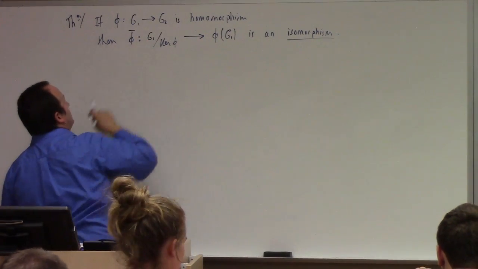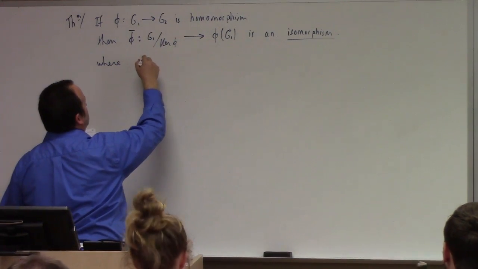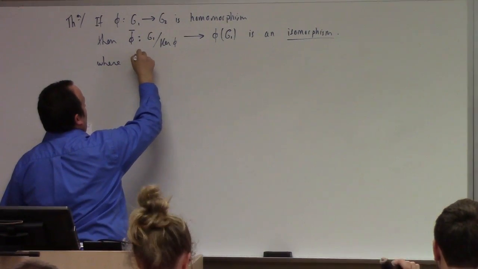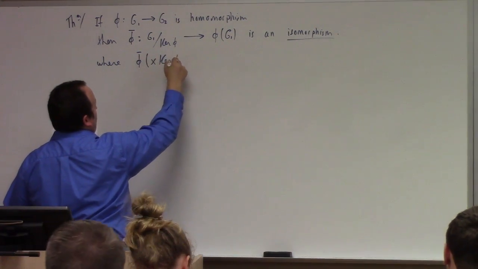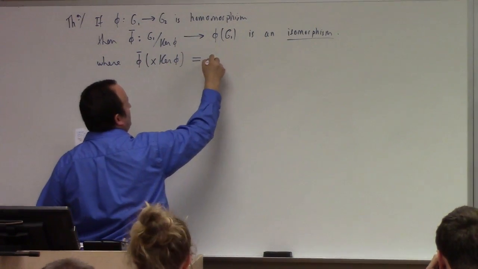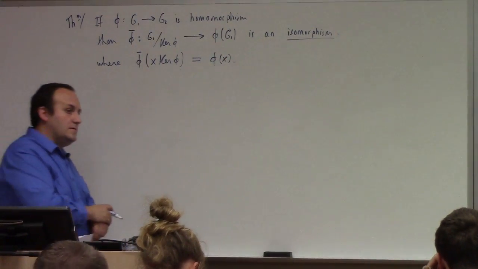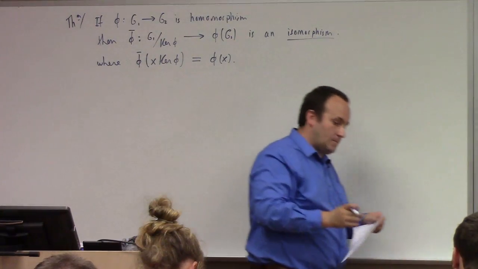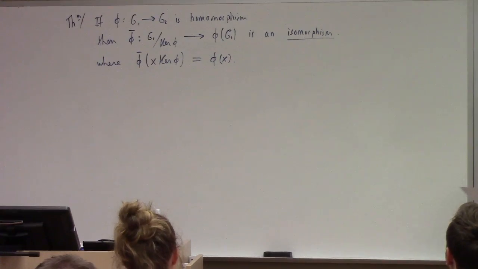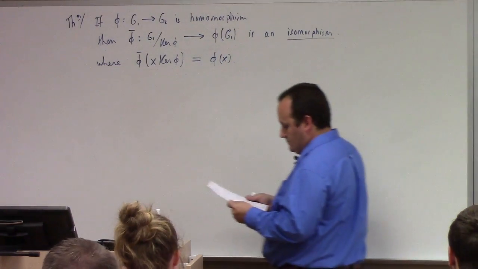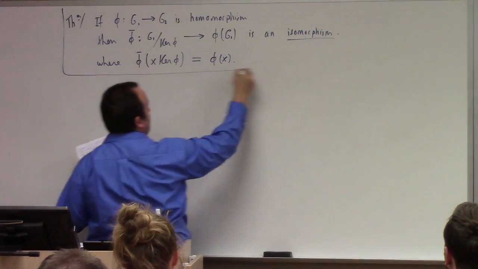So I'm defining phi bar where, let's see, how does this work? Phi bar of x times the kernel of phi is equal to phi of x. This is how we define the induced isomorphism. So let's see here, what's left to prove?